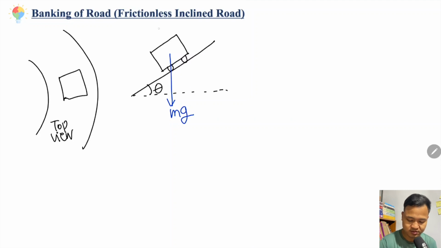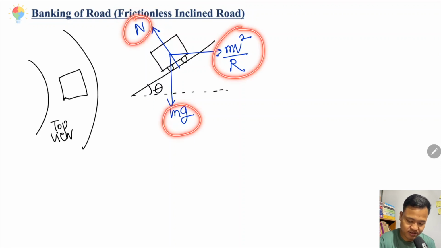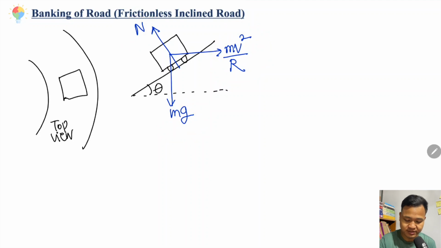Right, so what are the normal forces? So this is the normal. Okay, so mv square by r is the other force. So mv square divided by r. Must have been a friction. So frictionless, let's see first. So if there is no friction, we have normal, mz, and mv square by r.